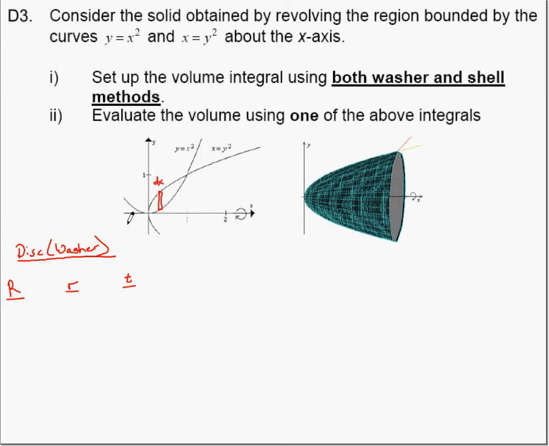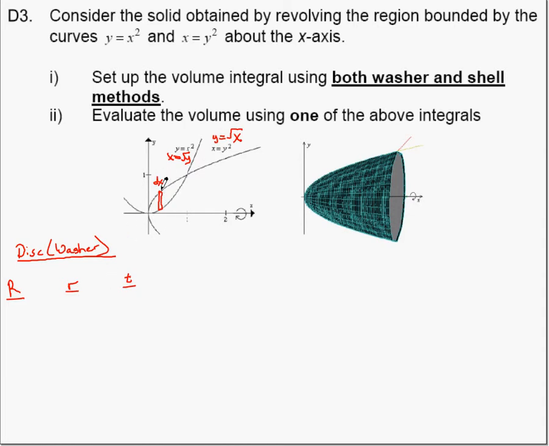So the outside radius then is the distance from our axis to the curve. Now since we're using both methods, one's going to be dx, one is going to be dy. I'm going to solve these equations. So this one's x equals y squared, or y equals square root of x. And this one's y equals x squared, or x equals square root of y. So we have them written both in terms of x and y, since we'll need both.